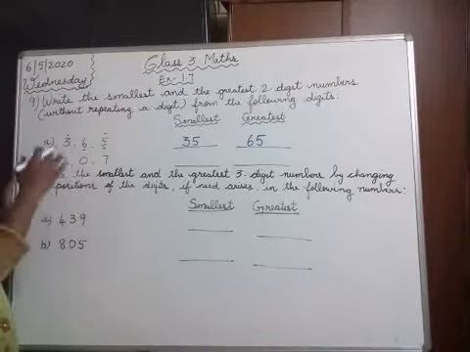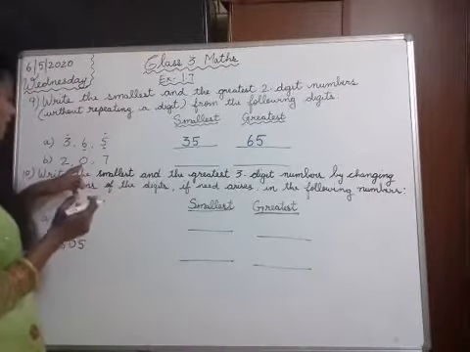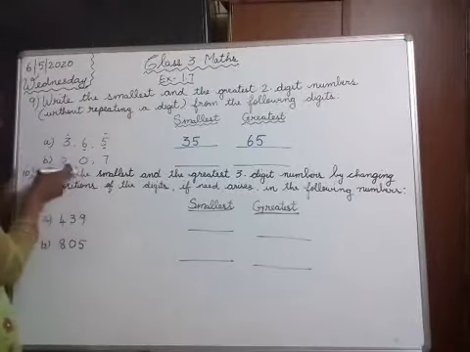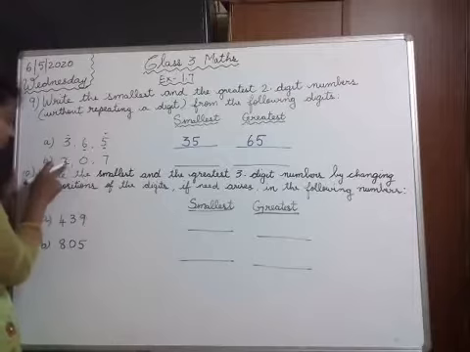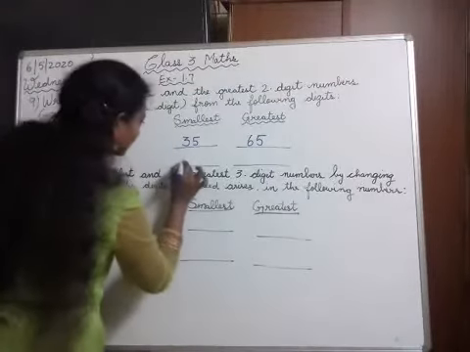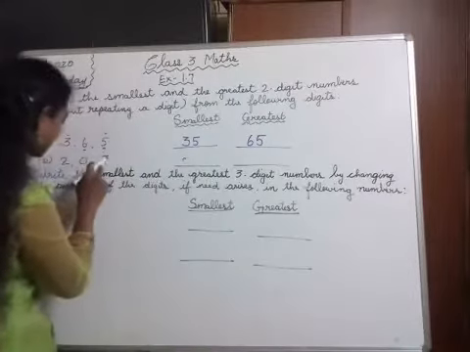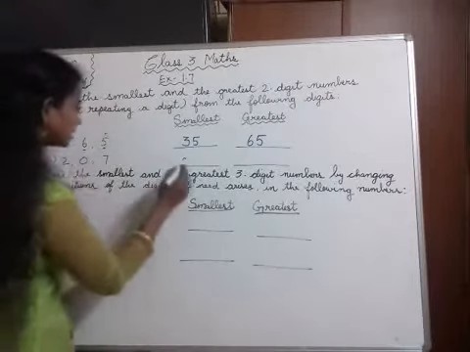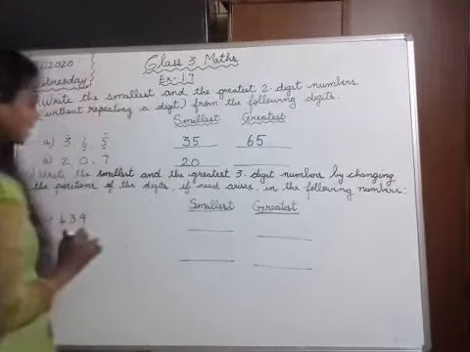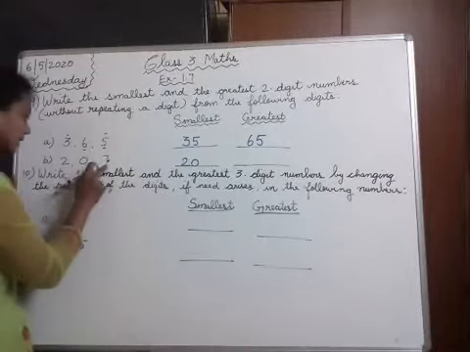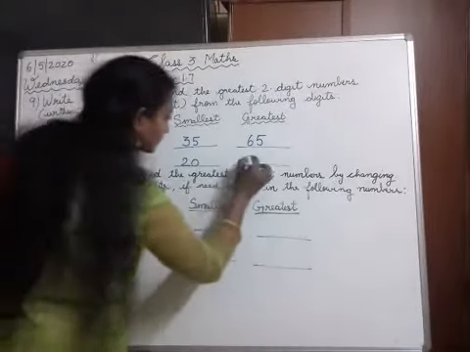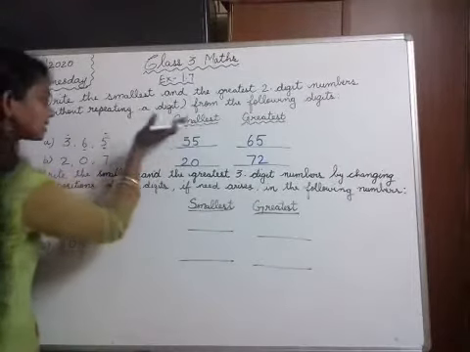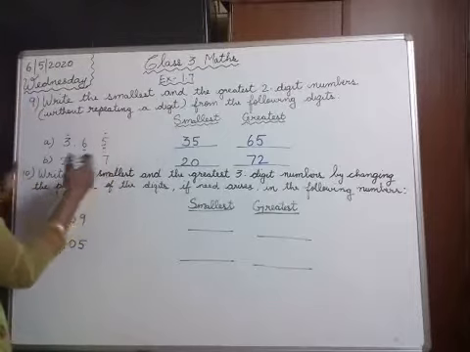207. I already told you that you should not take 0 in the first place. So we have to take the next smallest number. In 207, 2 is the smallest. We have to take only a two-digit number. 20 is the smallest number and the greatest number will be 72. This I have already explained, how to take the smallest and greatest number, so I am not explaining in detail.